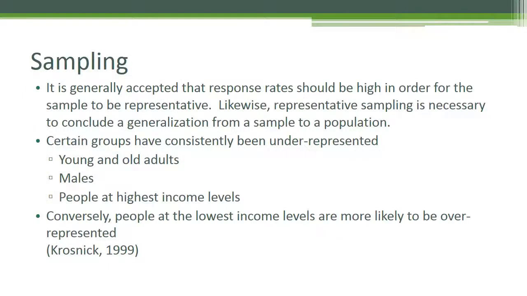Okay, so then we come to sampling, and for sampling, the main thing is that it has to have a high response rate, because for survey research you are generalizing a lot, and in order to generalize something it has to have a response rate that is higher than 50%, because it won't be able to be a general study if you have something that's lower than 50%. Certain groups are underrepresented and some are overrepresented. Young and old adults, males, and people with high incomes are usually underrepresented in survey research, and people with lower incomes are overrepresented. So that's kind of interesting to look at in sampling.